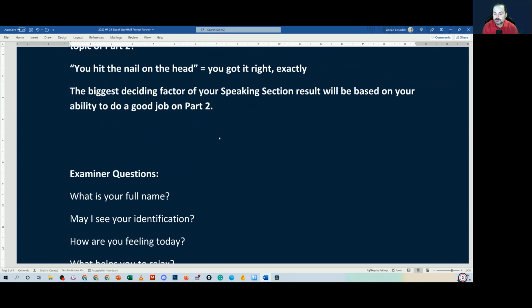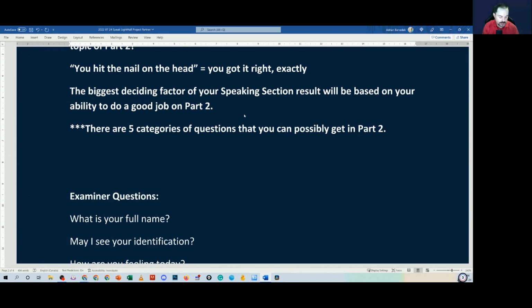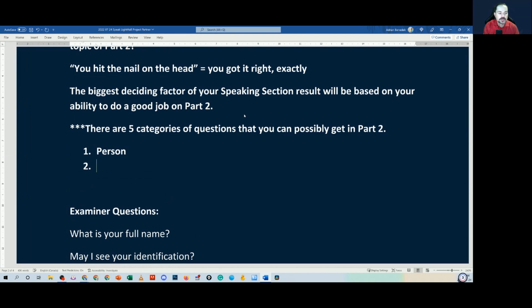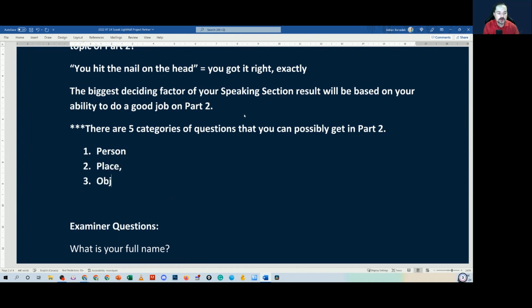As some regular students know, there are basically five categories of situations that you can see in part two. I'm going to call these categories, that's a better way to say it. Five categories of questions that you can possibly get in part two. That could be a person, a place, an object, an event, or an idea.